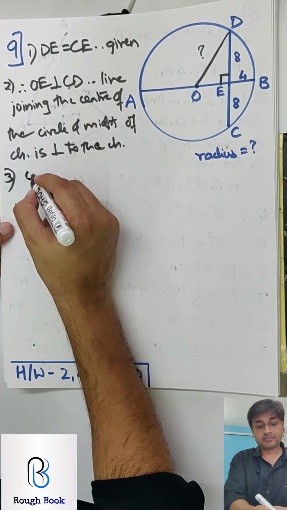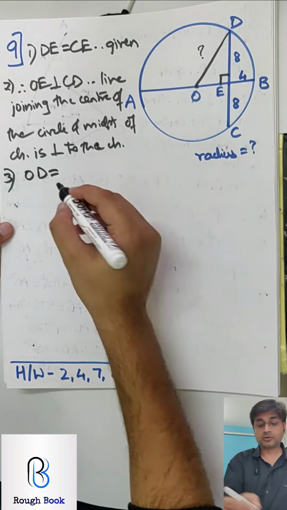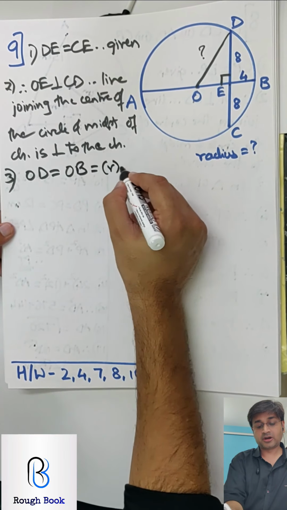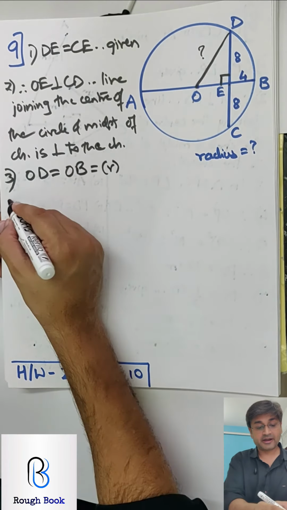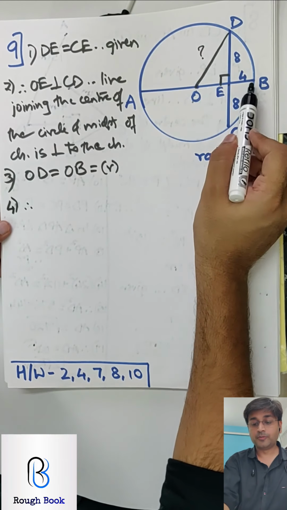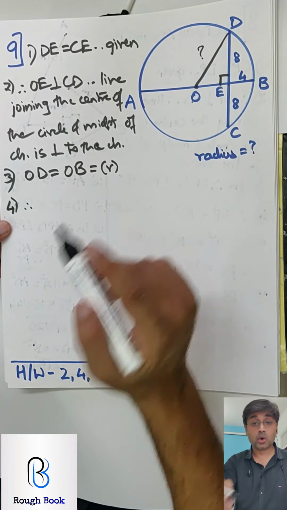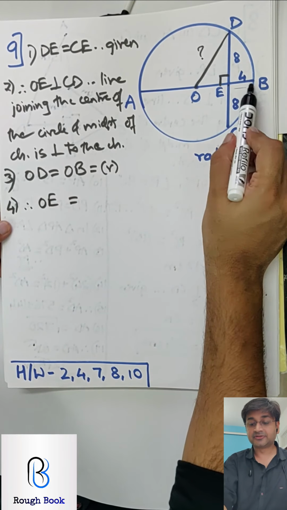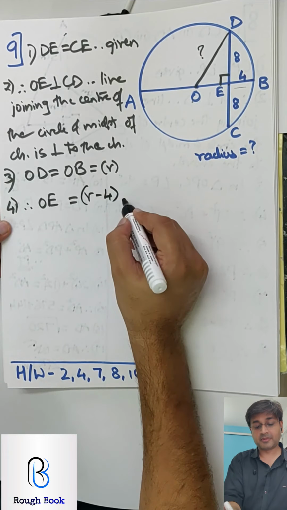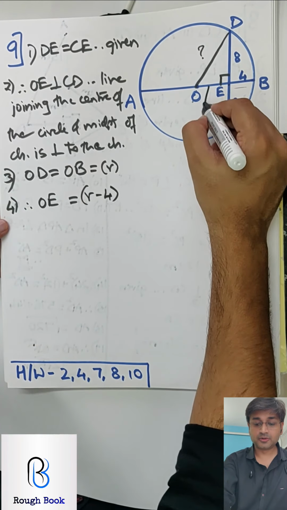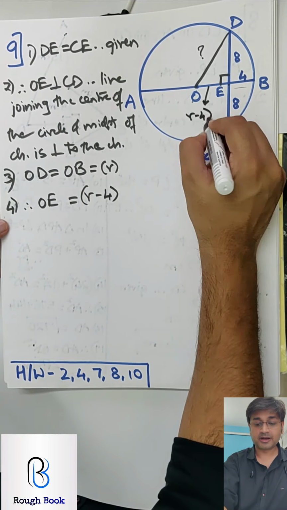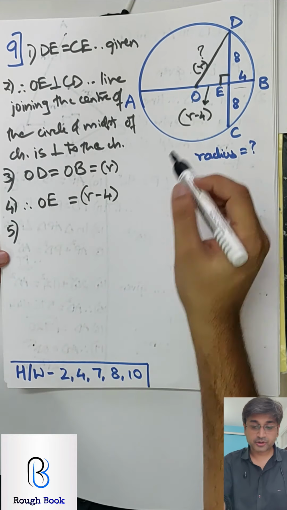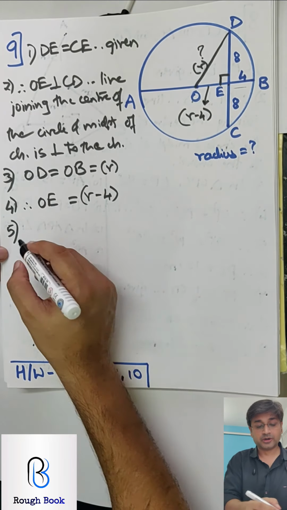Okay. Now the main thing, OD equals OB, and let's call it R because both are radii. If entire OB is R, how much will OE be? Think. Entire is R and this is 4. So that should be R minus 4. That's the main clue. So this has become R minus 4, this has become R. Now apply Pythagoras. Pause. Apply Pythagoras on your own and get me the value of R. Come on, you can do it.